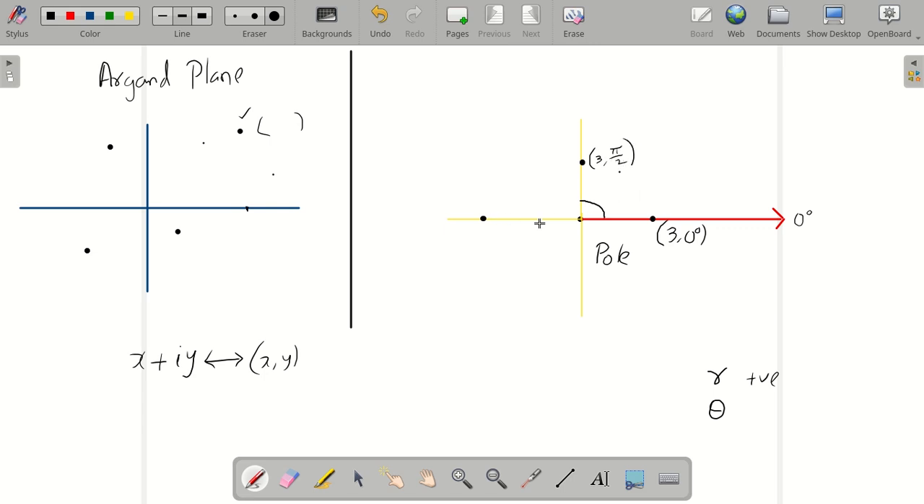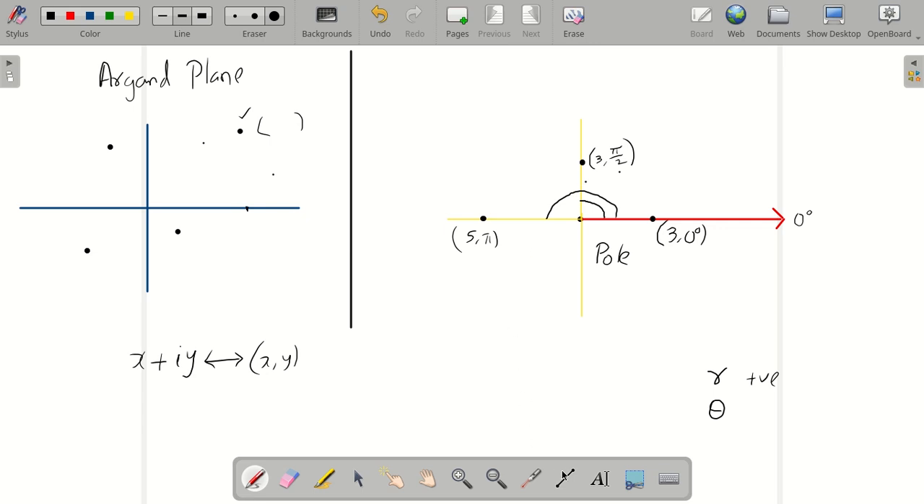By the way, let's assume this is like 1, 2, 3, 4, 5. And what is this angle? What is this much? We should always start measuring from the red line, the initial line. So this is 180 degrees. So this coordinate will be 5 comma pi. Okay.